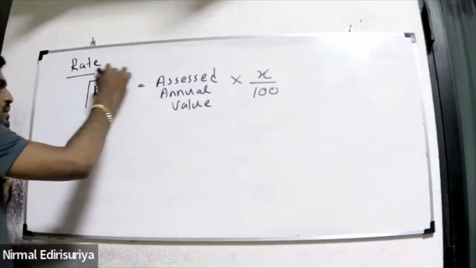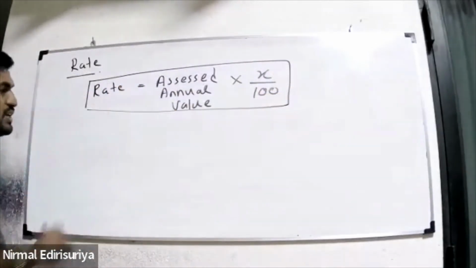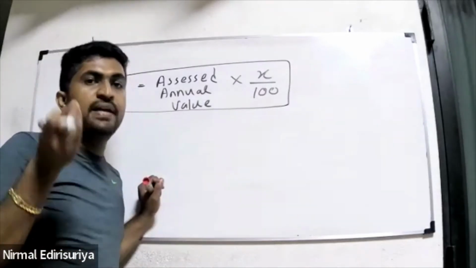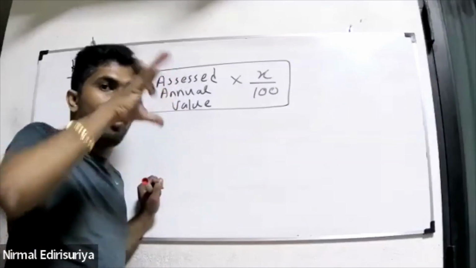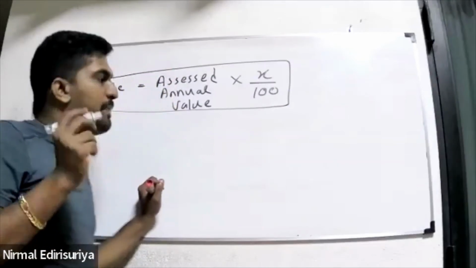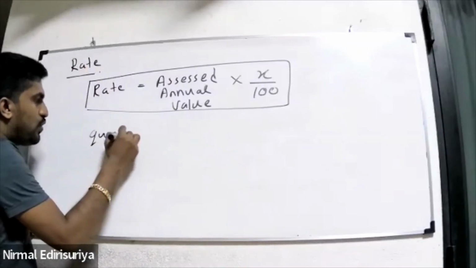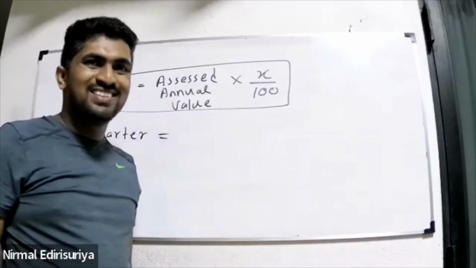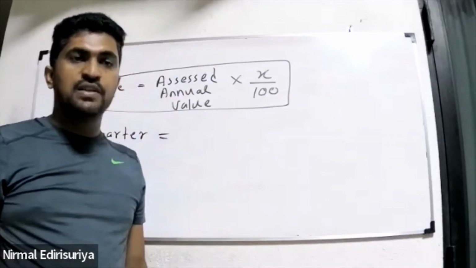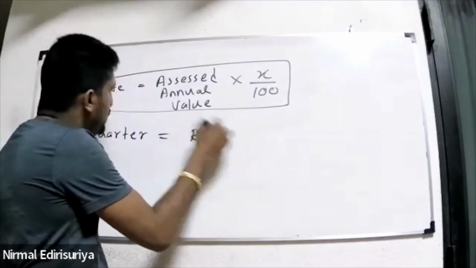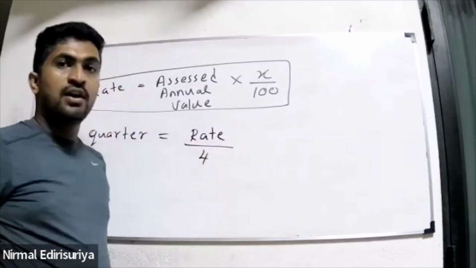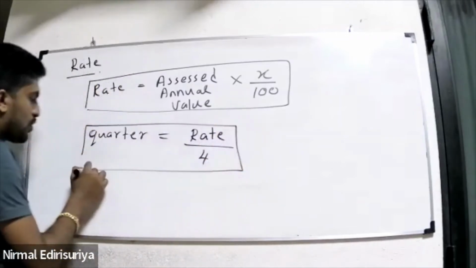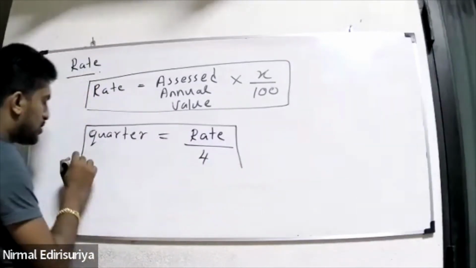But wait, we are not paying the entire amount as a whole. We are paying rate as a quarter. Quarter means one-fourth. That means you are going to divide the rate you calculated here by 4, and one-fourth of the rate you calculated we call a quarter. Got it, guys?